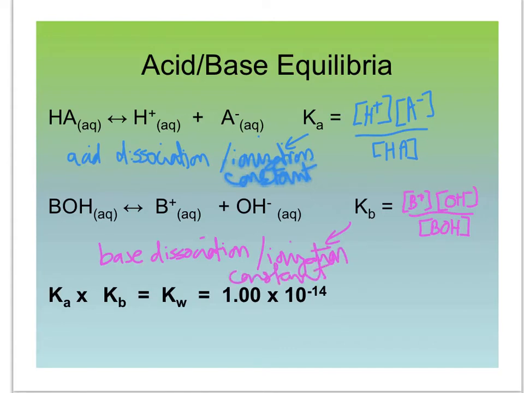Now, it turns out that if you take Ka of an acid times Kb of its conjugate base, you multiply them together, you get Kw, which is the water ionization constant. Or if you take Kb of a weak base times Ka of its conjugate acid, again you get Kw, the water ionization constant, which we know is 1 times 10 to the negative 14th.